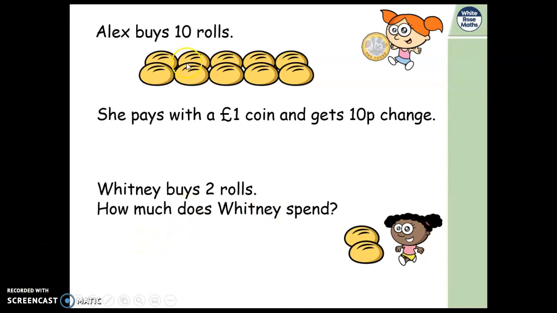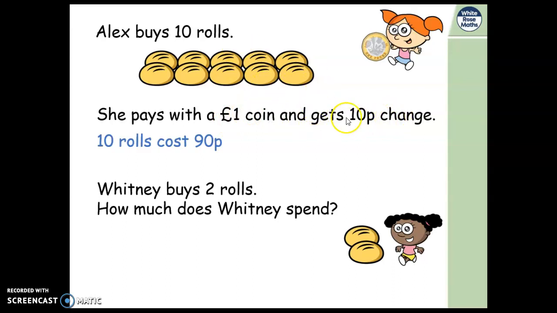Got some word problems here. Alex buys 10 rolls. She pays with a £1 coin and gets 10p change. Ten rolls cost 90p. 90 divided by 10 equals 9, or groups of 10. Because she pays with a £1 coin and gets 10p change.